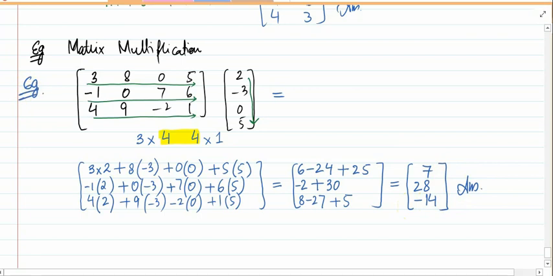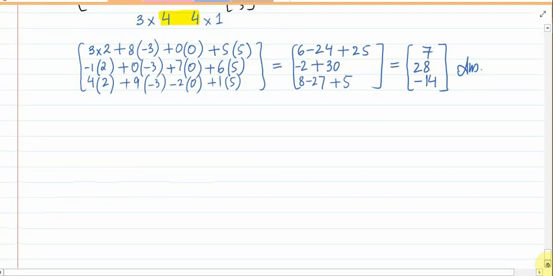If you have done it by yourself and you got the right answer, that means now you have a clear concept regarding matrix multiplication, right? Now after this question, we are going to attempt some past paper questions.